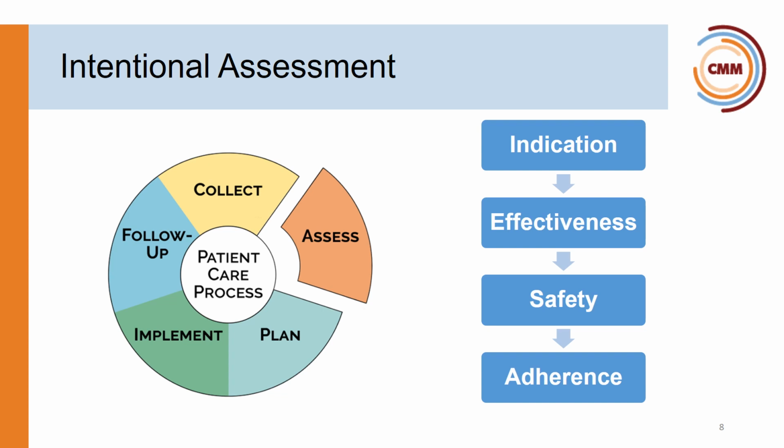The order of the medication assessment, so the indication, effectiveness, safety, and adherence, or IESA, is intentional and is outlined sequentially to guide the pharmacist and the healthcare team through essential questions that must be considered in determining the appropriateness of each medication. In other words, one must determine whether an indication is correct for a medication before effectiveness, safety, and adherence are considered. Ensuring adherence becomes a final step in the assessment.